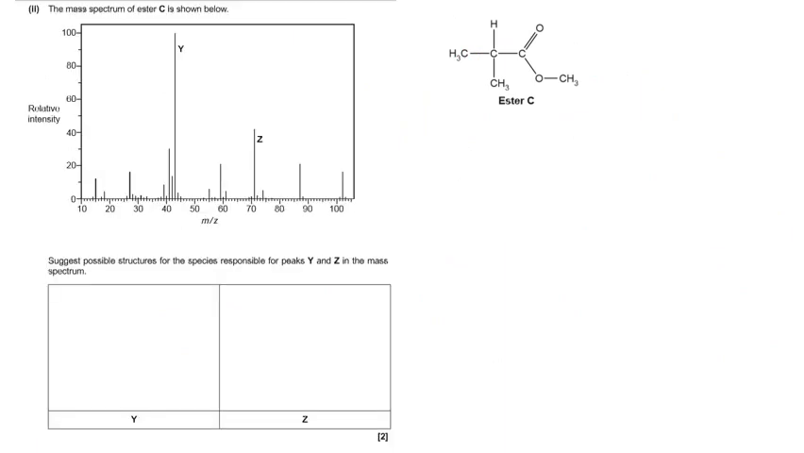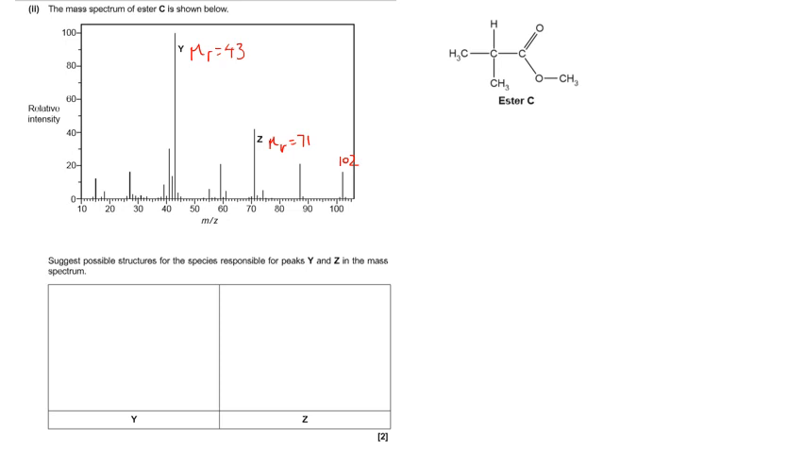Okay, last part of this question is here with the last 2 marks, and we've got some fragmenting going on of ester C. We can see that here's our 102 molecular ion peak. All right, and we've got Z at 71, and we've got Y at 43. So we have to suggest possible structures for Y and Z.